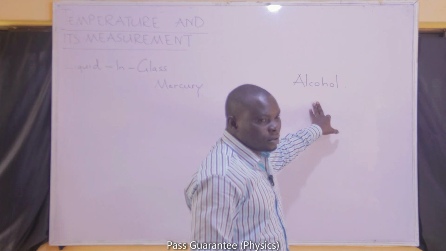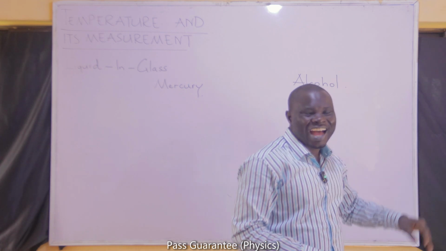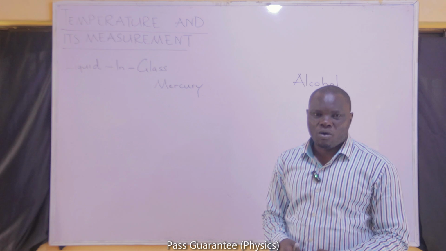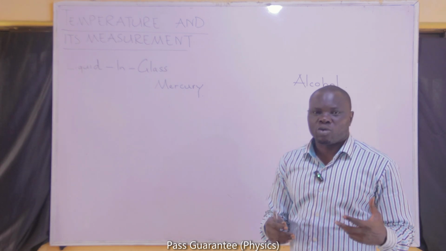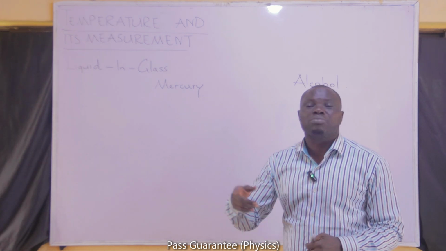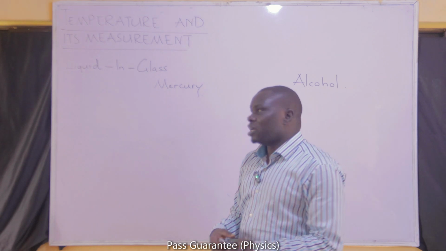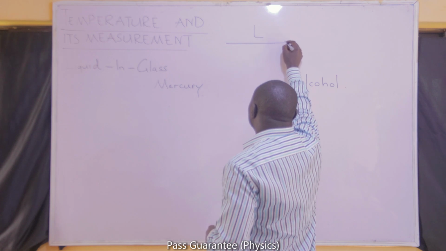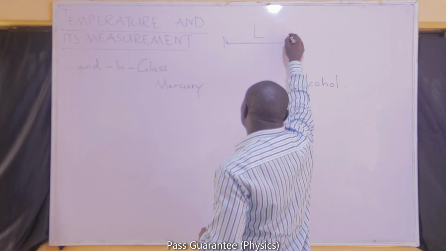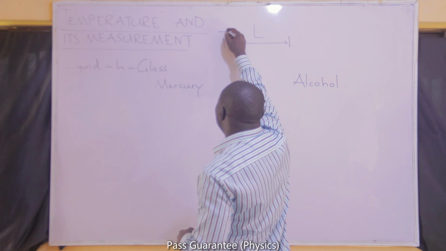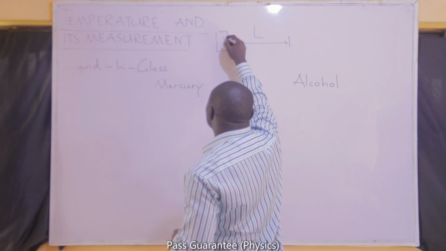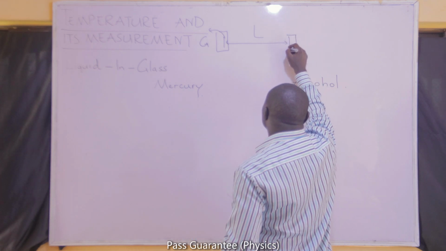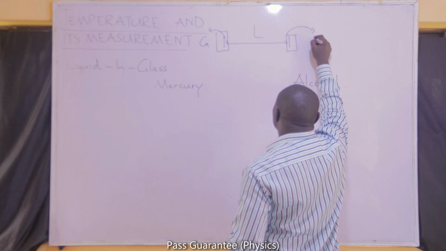Alcohol melts or freezes at minus 115 degrees Celsius. That means alcohol will not become solid. When you're talking about a liquid, we need to look at the range for which it still exists as a liquid. So we are going to look at the upper limit beyond which it will cross to a gas, and we are going to look at the lower limit beyond which it turns to a solid.